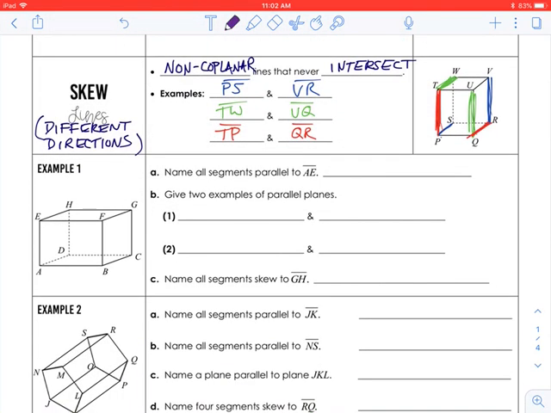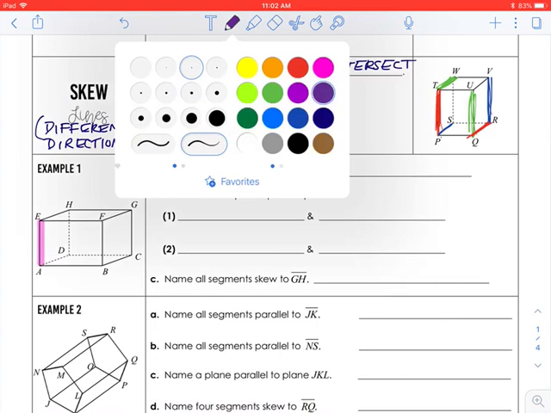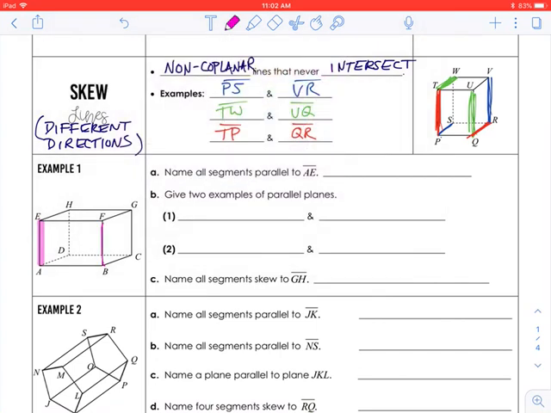All right, so it says name all segments parallel to AE. This is just a little practice. So AE is going up and down. So we want everything that is also going up and down. So that would be, let's see, we've got FB is also going up and down. We've got GC is also going up and down. And HD is also going up and down.